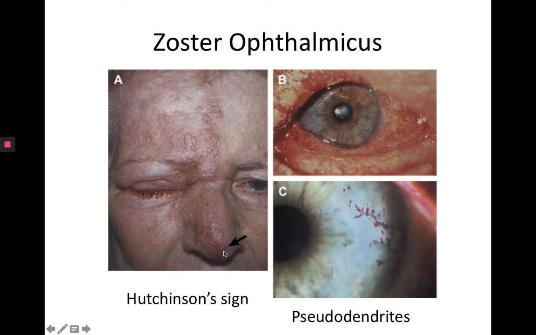On fluorescein stain, you'll see something similar to HSV keratitis. You'll see these branching lesions, but they will end in sort of these tapered ends, not bulbs, and these are called pseudodendrites.